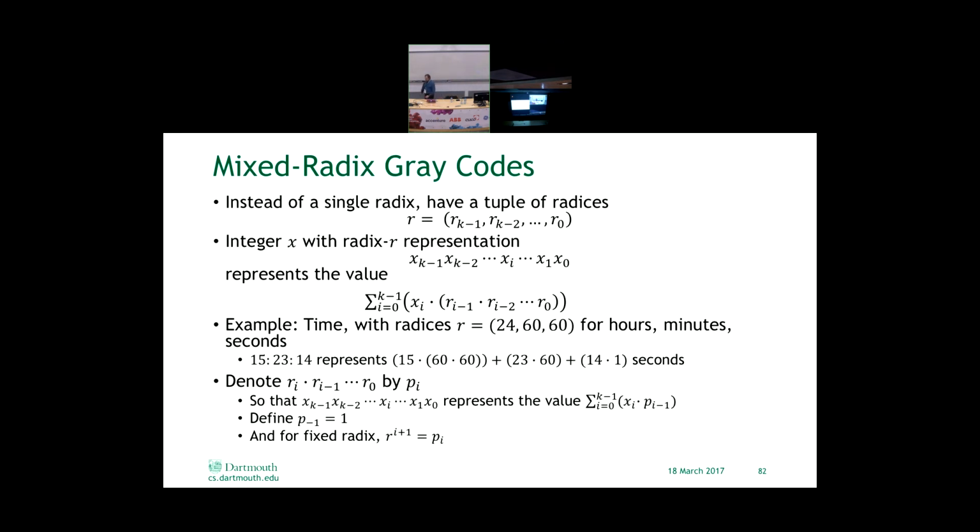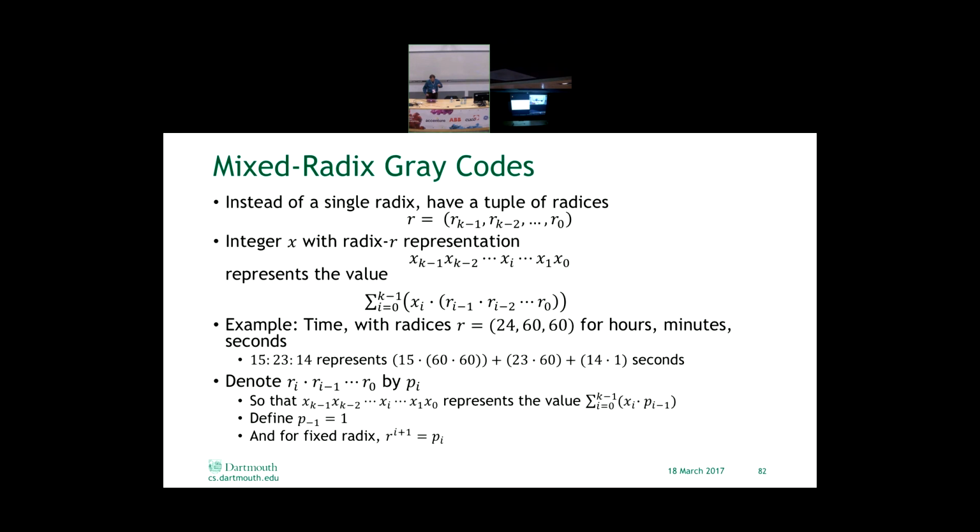And if you think about our fixed radix situation, fixed radix is really just a special case of mixed radix where all the radices just happen to be equal. So for our fixed radix situation, where we were so worried about what's r to the I plus 1, well, that's just p sub I, which has the I plus 1 rightmost radices.